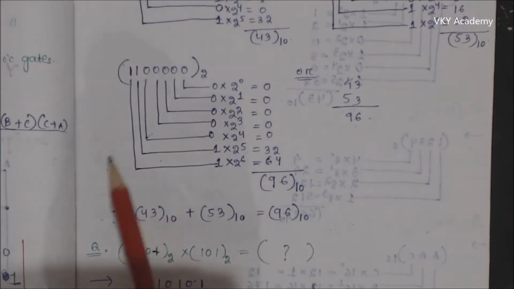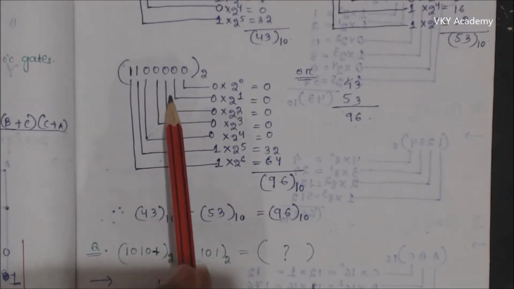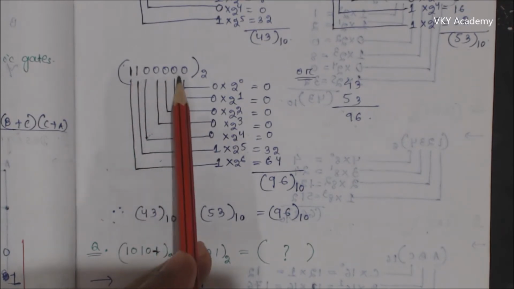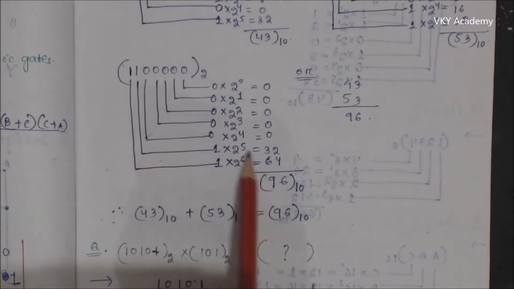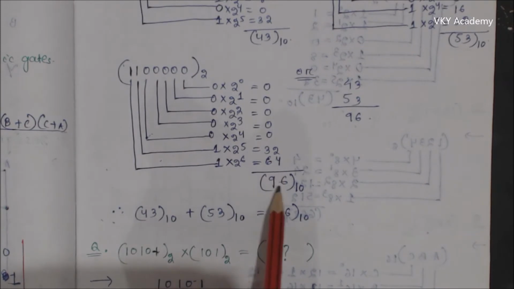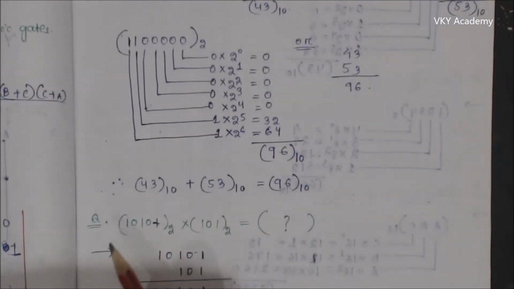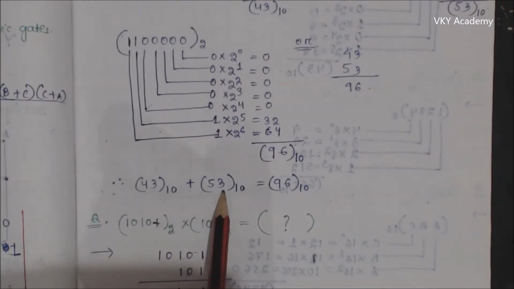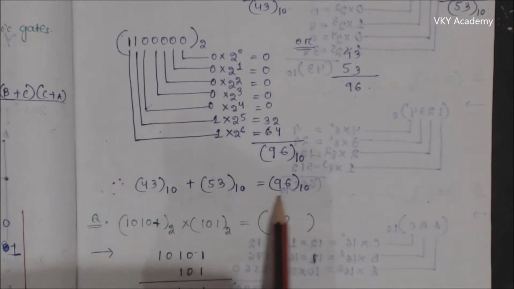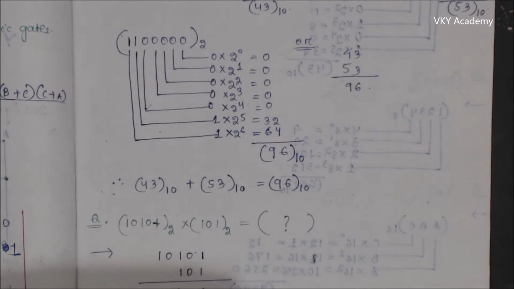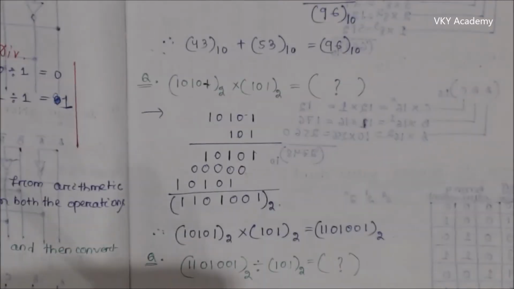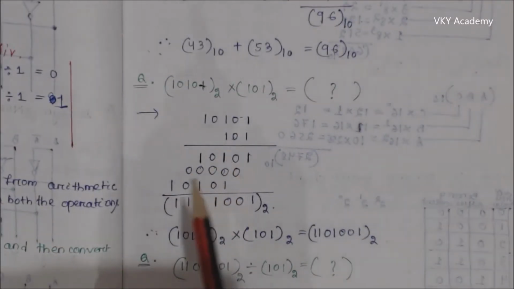Now let us find out the decimal equivalent of the result, which is 1100000. And my result is 32 plus 64, which is 96. Now if you add 43 and 53 in decimal number, I'll get 96 as a result. So in this way we can perform the binary addition, and we can test the result with the help of decimal equivalent. Now let us perform one binary multiplication.